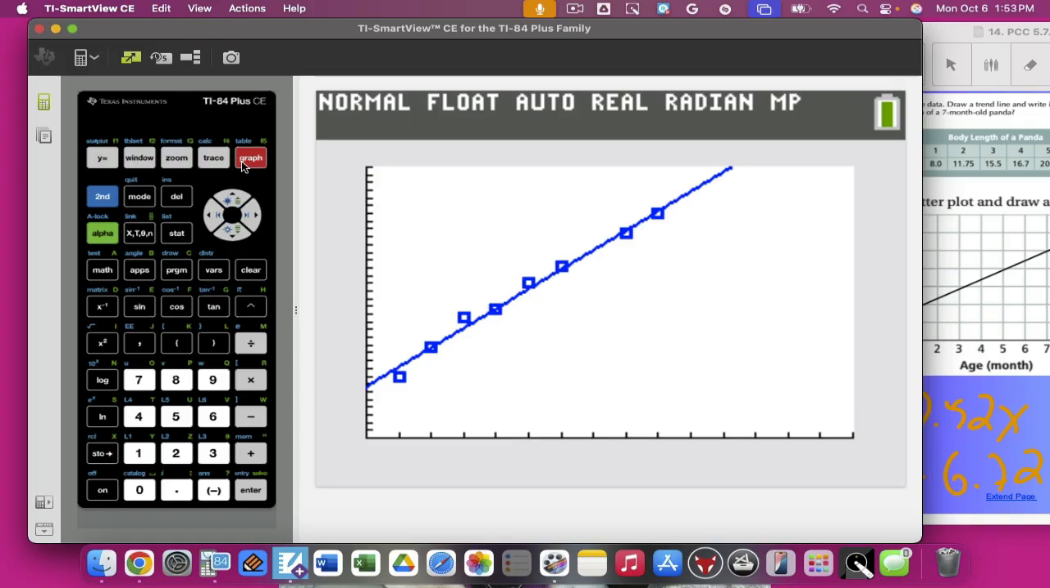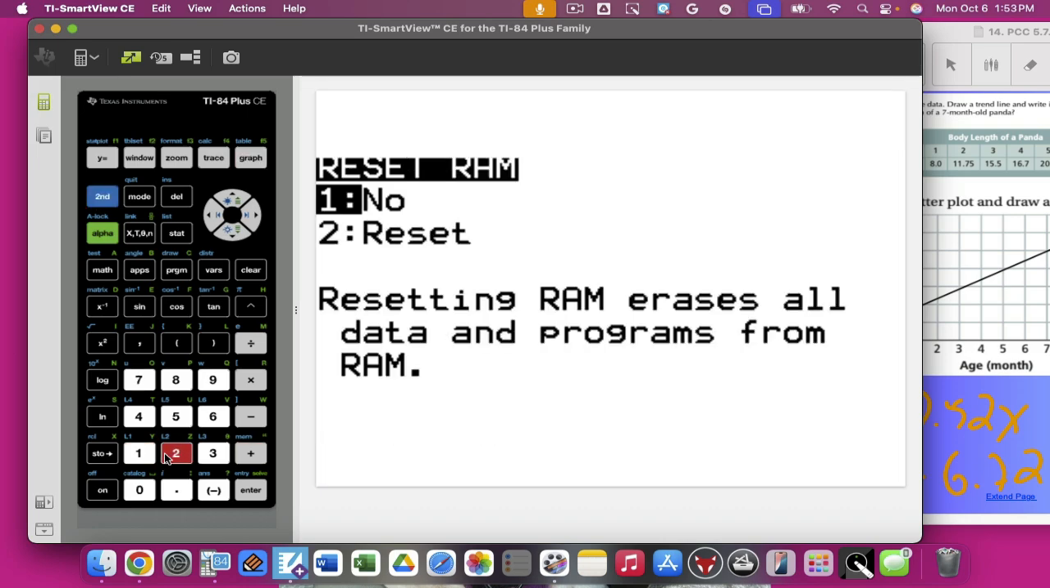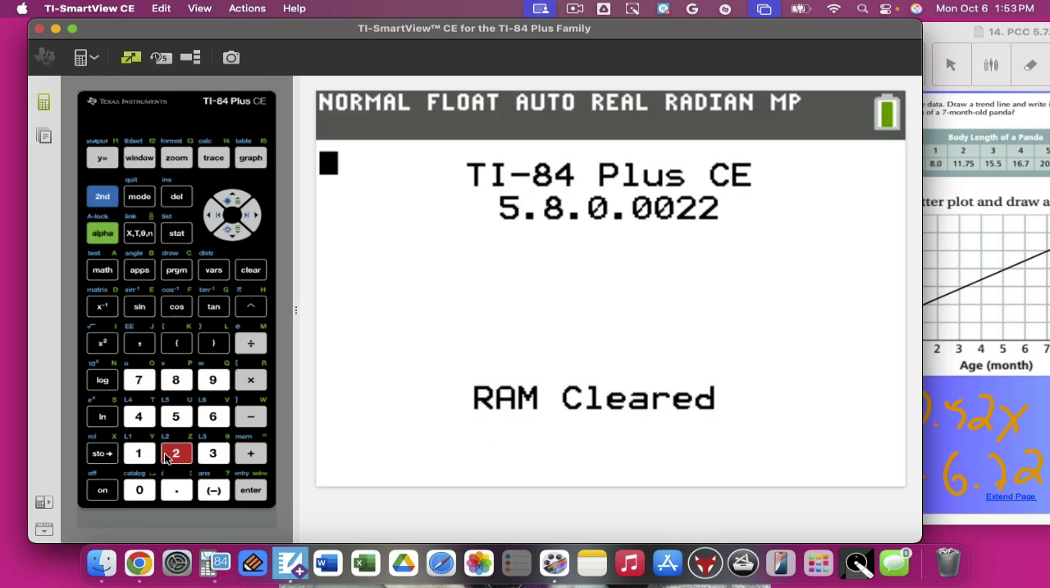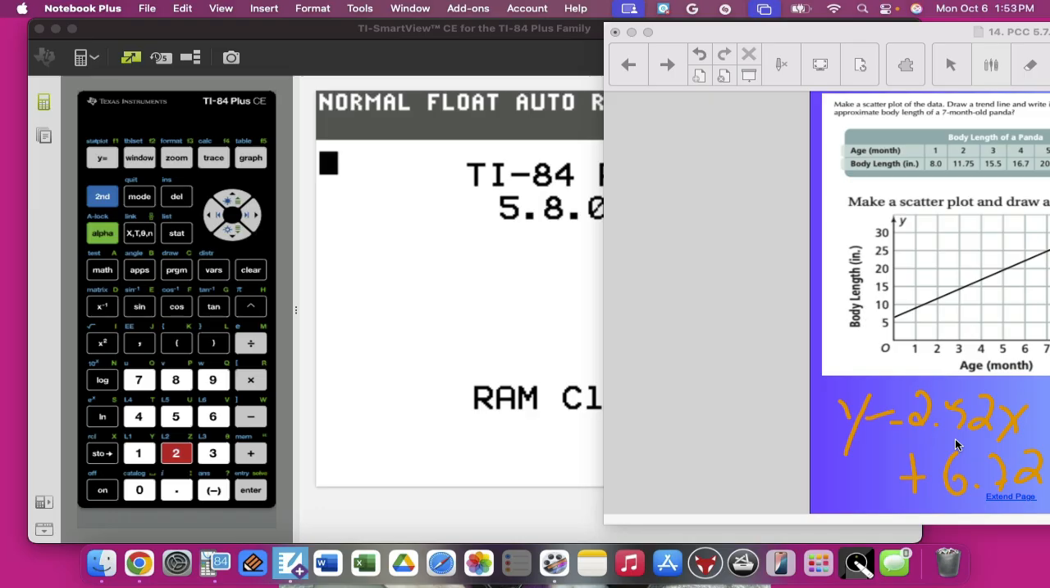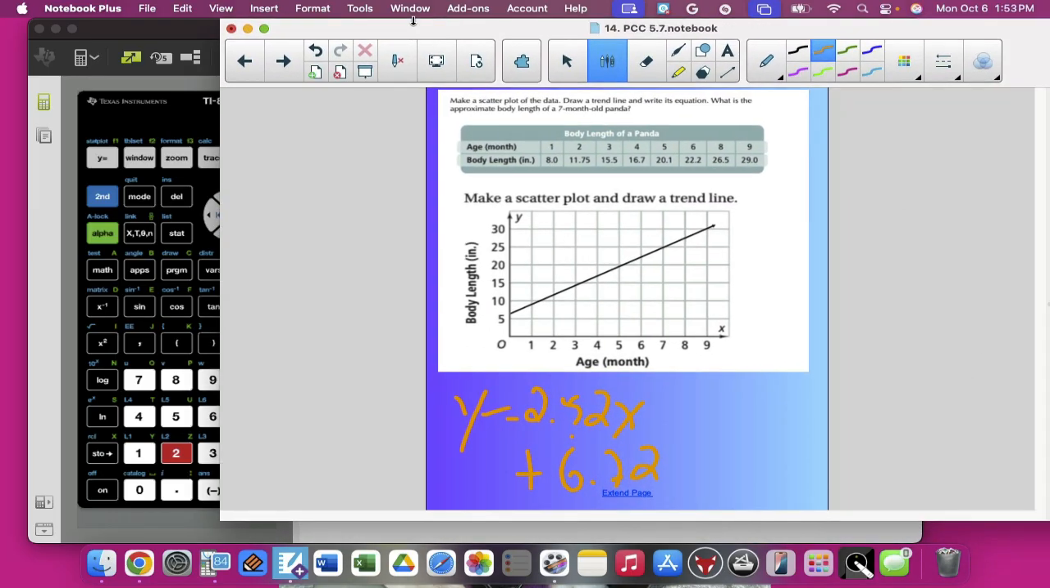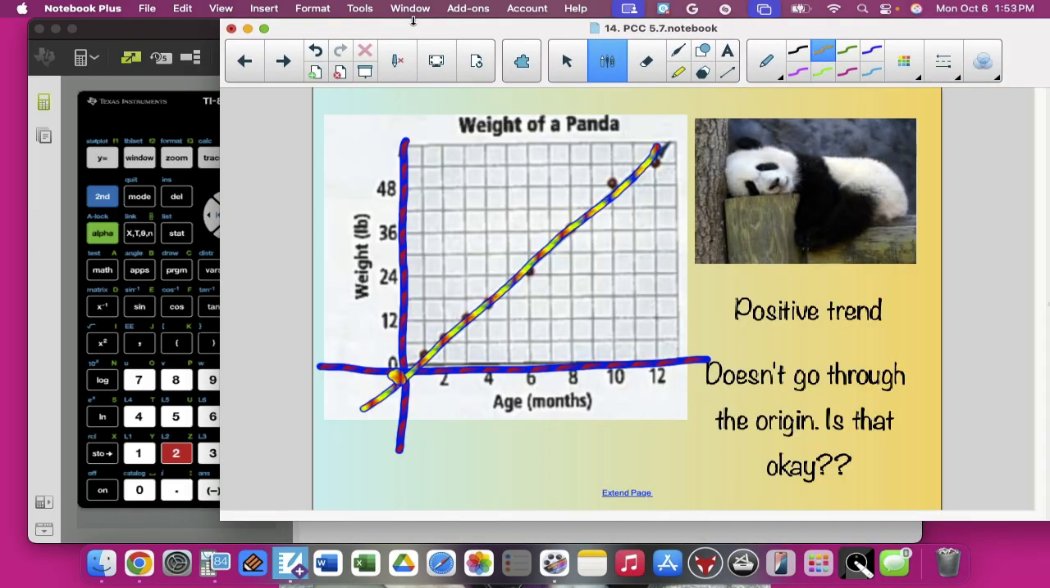Okay? Now, guess what? We're going to do the whole thing again, but with a different set of data. So if you missed all of that, or some of it, you get to see it one more time. But I'm going to force you all to clear the memory. So do it. Second plus 712. Everybody should have cleared the memory. Well, have to. Now, we're going to replicate it, but not with that panda data. We're going to do it with this panda data.